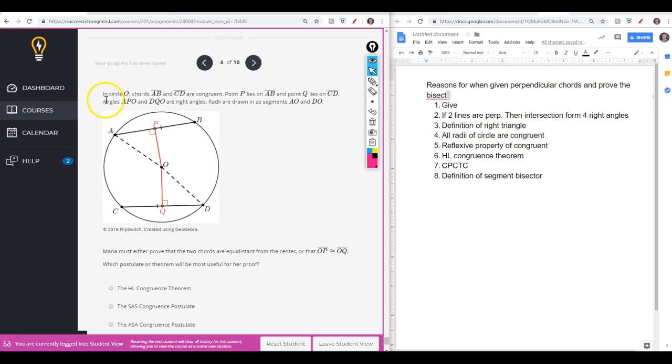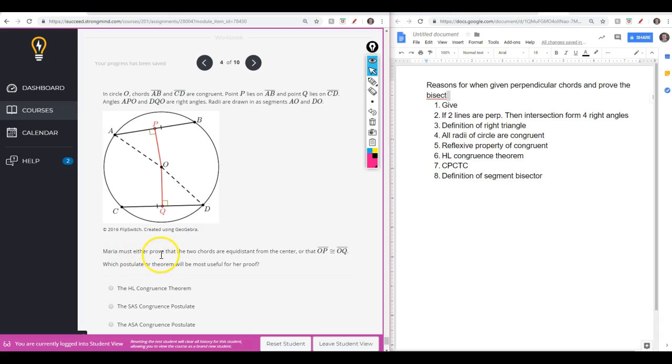Okay, question 4. In circle O, chords segment AB and segment CD are congruent. Point P lies on segment AB and point Q lies on segment CD. Angles APO and DQO are right angles. Radii are drawn in as segments AO and DO.